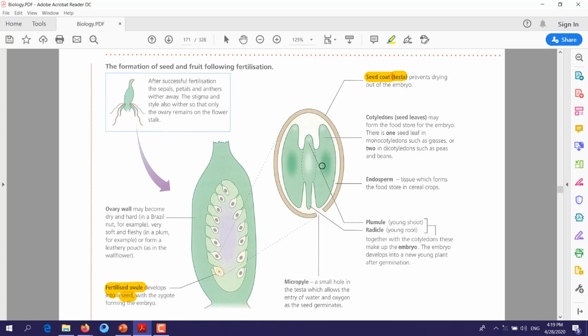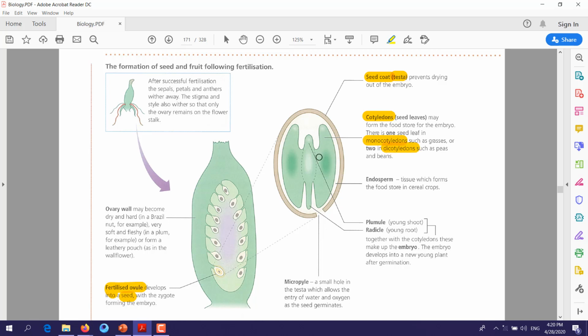Now, inside the seed, what do we have? We have these parts: 1, 2, and 3. Each one has a specific function. The first one we call the cotyledon, or seed leaves. This also depends on the species of plant. Some species we call monocotyledons, others we call dicotyledons.